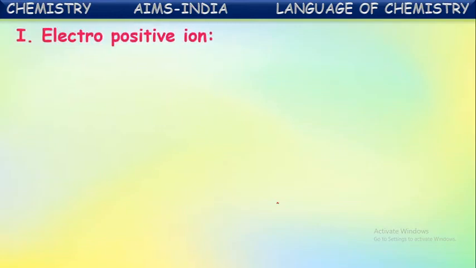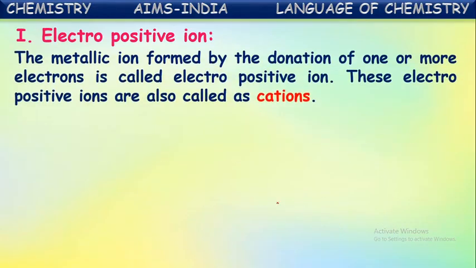Now let us see electropositive ions. What does it mean by electropositive ions? The metallic ions formed by the donation or loss of one or more electrons are called electropositive ions. Electropositive simply means electrically positive charged particles. They attain positive charge when they lose electrons. So the ions formed by the donation of one or more electrons are called electropositive ions. These electropositive ions are called cations.